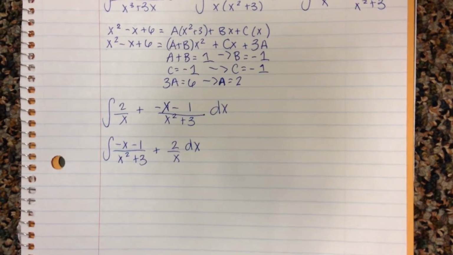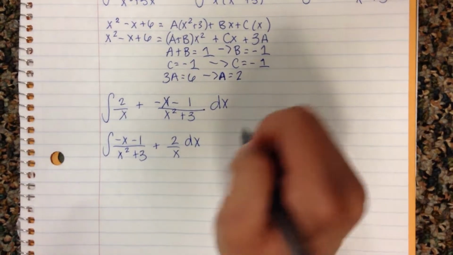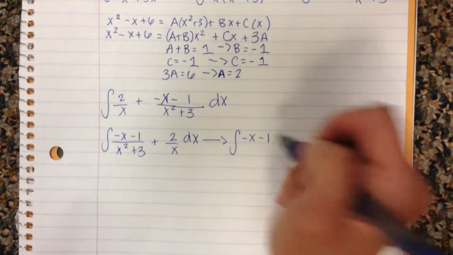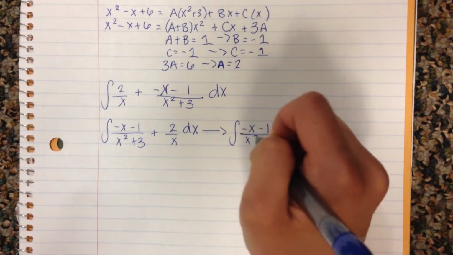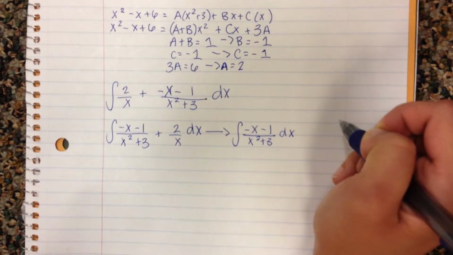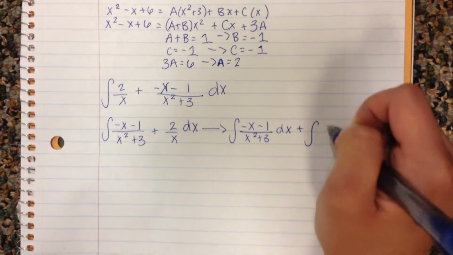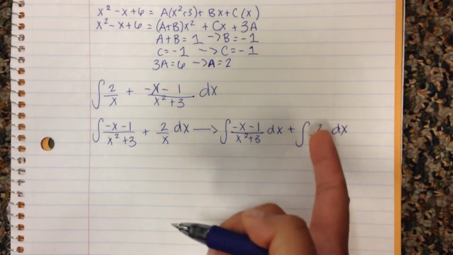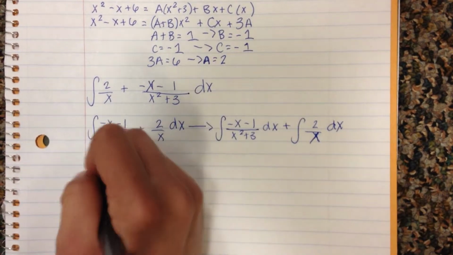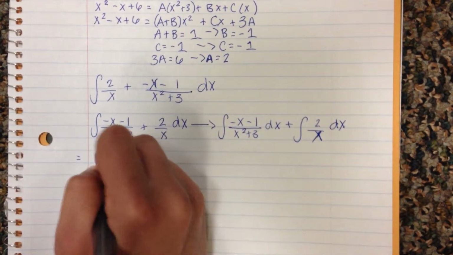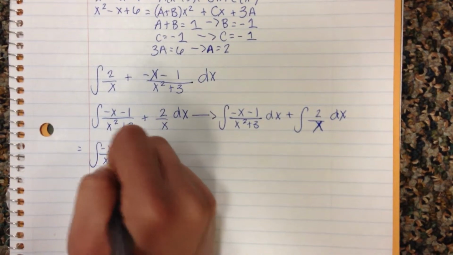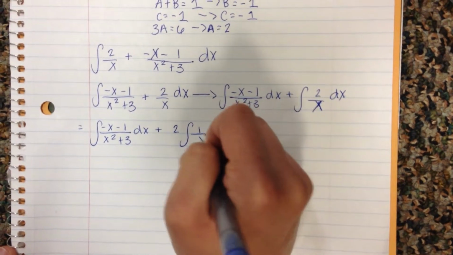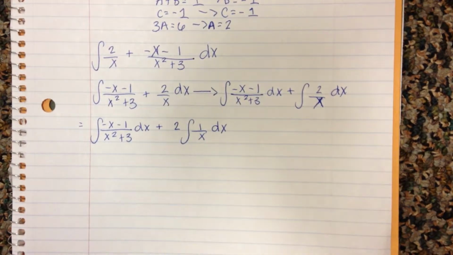And so now what you can do is separate these into two separate integrals. So that'll be the integral of (-x minus 1) over (x squared plus 3) dx plus the integral of 2 over x dx. Another step that you can do is also factoring out the 2 on that one, so we can do that. That'll equal the integral of (-x minus 1) over (x squared plus 3) dx plus 2 times the integral of 1 over x dx.